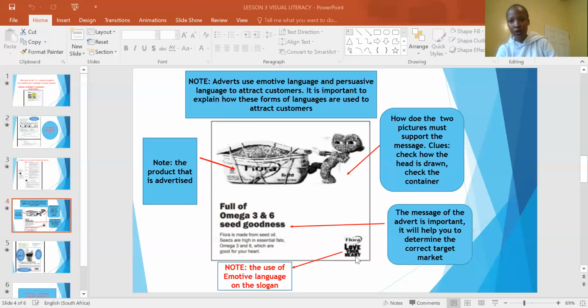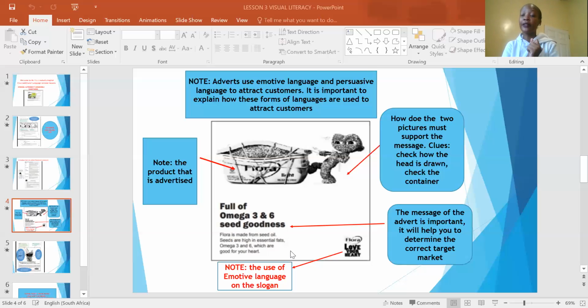And then the second question was, who will be the target market? Interesting, all right? I said for you to know the target market, you must go to the message, check what the advertiser is saying about the product. Now, when I look at the message, they say that this product is full of omega-3 and 6 seed goodness. Also, Flora is made from seed oil, which is good for your heart. So the product is made up of seed oil, one, and it is also good for your heart.